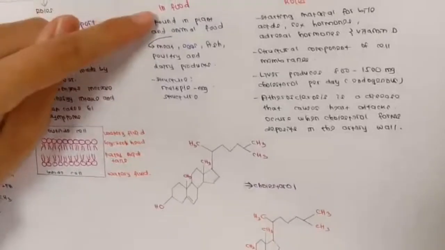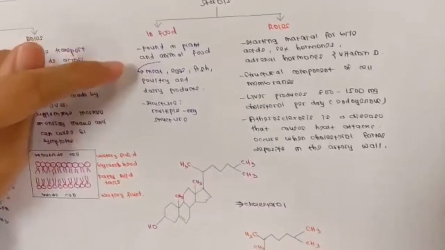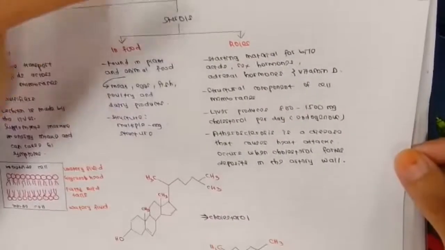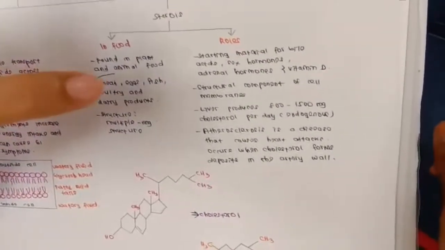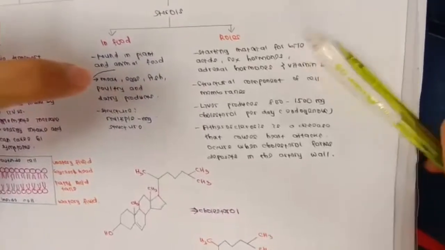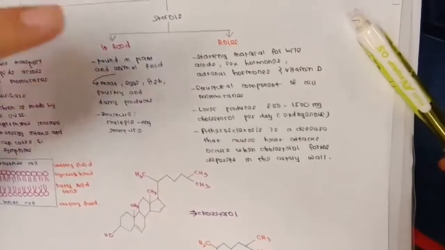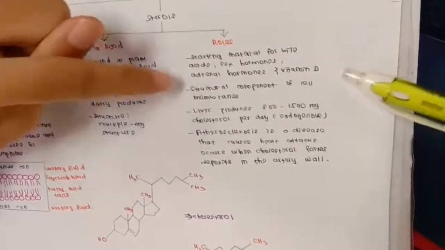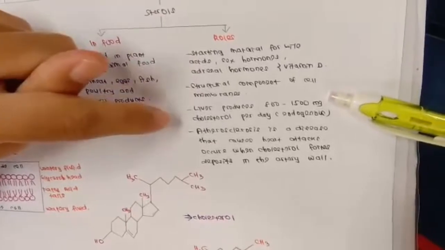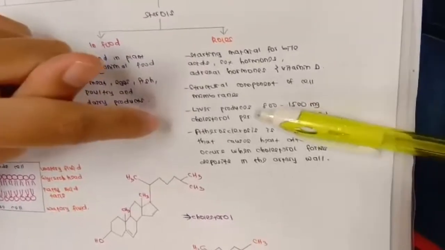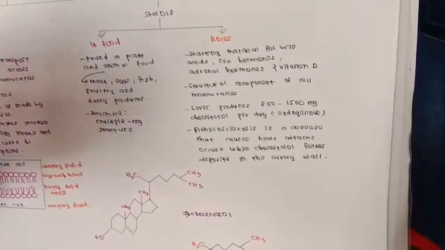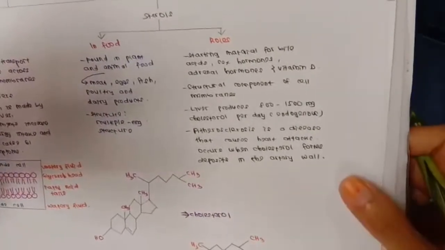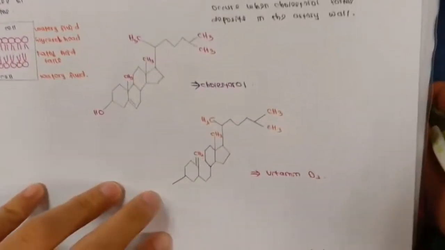Sterols are commonly found in plant and animal foods such as meat, eggs, fish, poultry and dairy products. The roles of sterols: the starting material for bile acids, sex hormones, adrenal hormones and vitamin D. Sterols are also a structural component of cell membranes. The liver produces cholesterol per day, and atherosclerosis is a disease that causes heart attack because cholesterol forms deposits in the artery wall. This is an example structure of vitamin D.